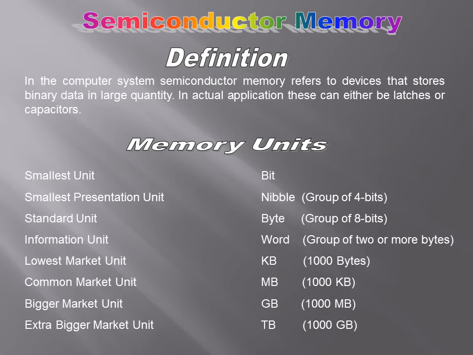The lowest market unit is the kilobyte, 1000 bytes. The common market unit is the megabyte, MB, 1000 kilobytes. The bigger market unit is the gigabyte or GB, 1000 megabytes. The extra bigger market unit is the terabyte, which is equivalent to 1000 gigabytes.